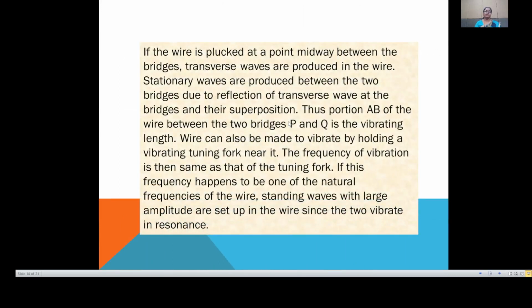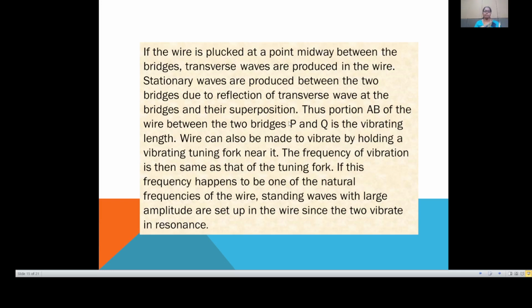If the wire is plucked at the point in the middle between the bridges, transverse waves are produced in the wire. Stationary waves are produced between the two bridges due to the reflection of transverse waves at the bridges and their superposition. Thus, the portion AB of the wire between the two bridges P and Q is the vibrating length.